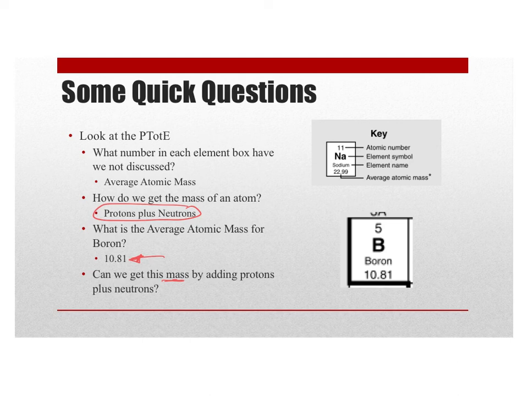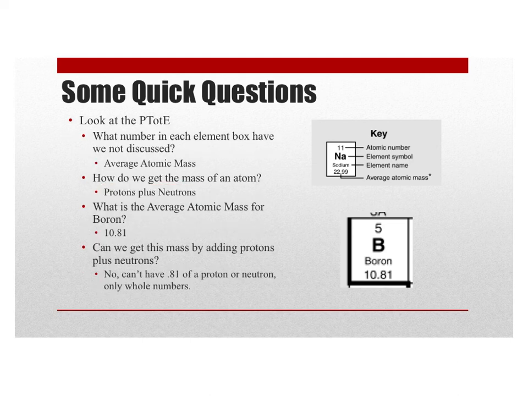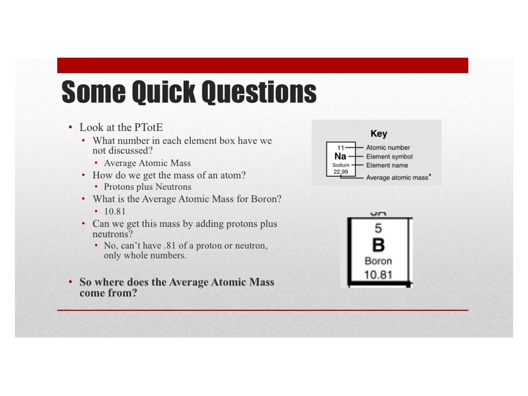If you're thinking about it, the answer should be no, because we can't have 0.81 of a proton or neutron. We can only have whole numbers. So the question then is, what is this average atomic mass? Where does it come from?